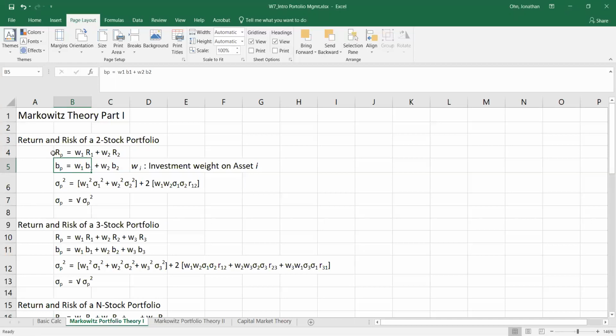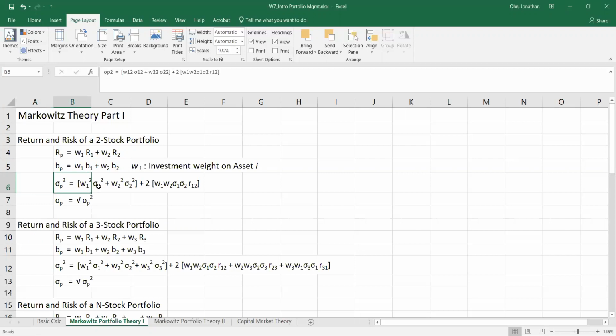Now, based on these two discussions, you may be tempted to think that the portfolio risk is the weighted average of individual risk, so W1 times sigma 1 plus W2 times sigma 2. You may be tempted to say that, but it is not. Harry Markowitz provided this clear risk measure equation. It is not a weighted average, but you should go through this one.